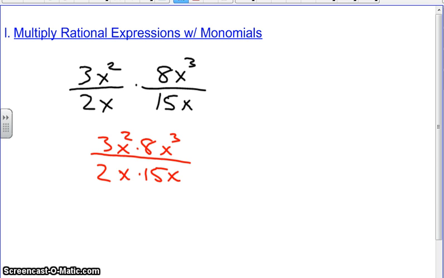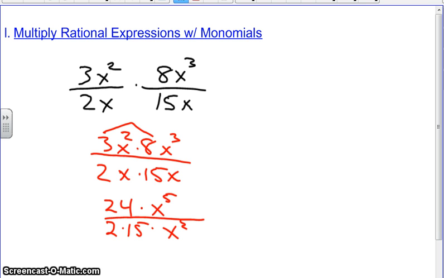everywhere we see multiplication, we could combine those like things, and we could say 3 times 8 is what? 24. And then how many x's do we have in the numerator? X to the 5th over 2 times 15. 30. I don't even like to multiply together. I like to leave it in factored form. And how many x's? 2.